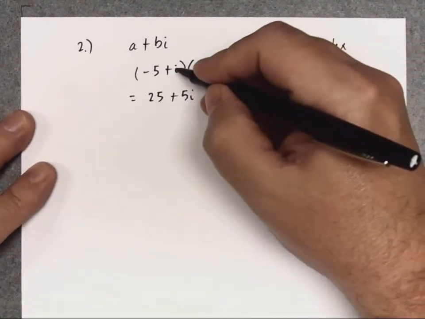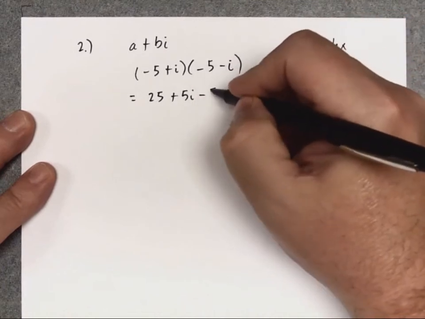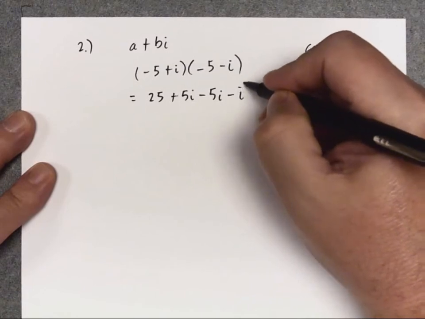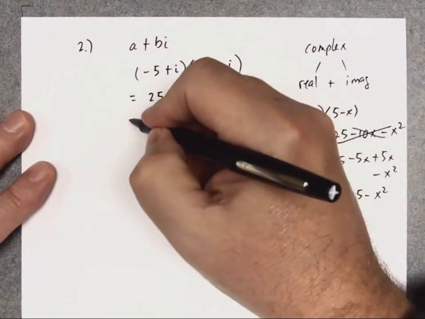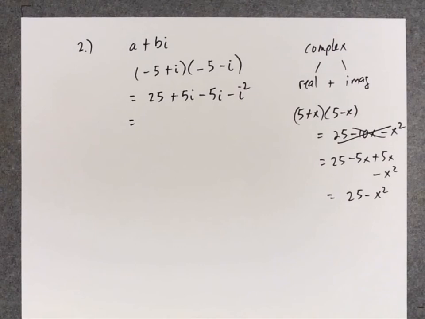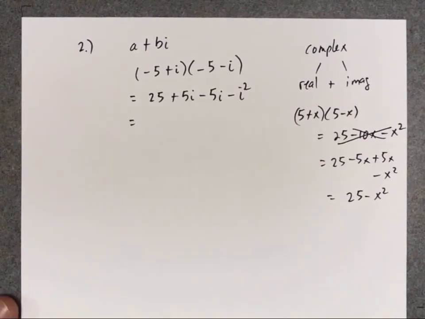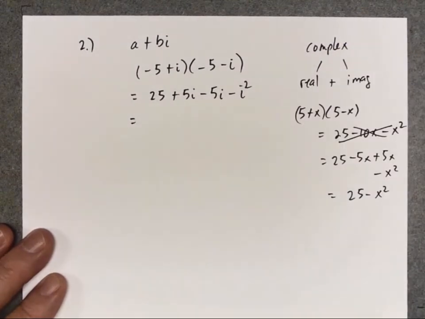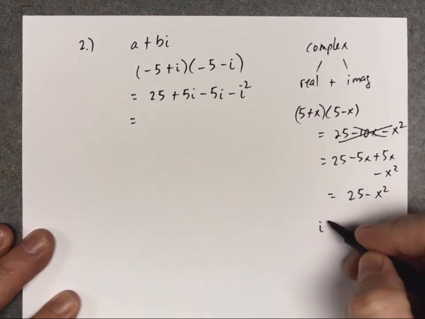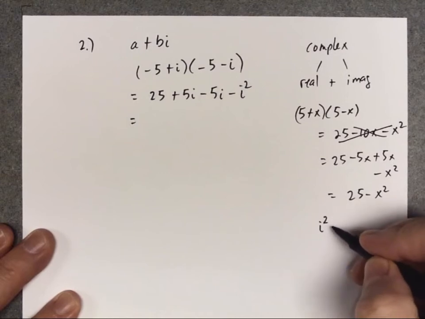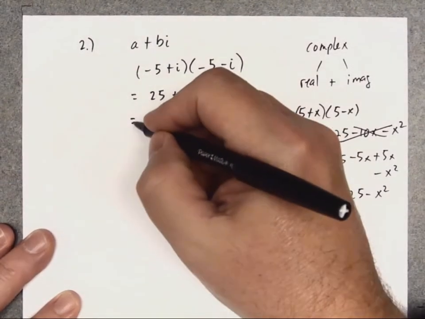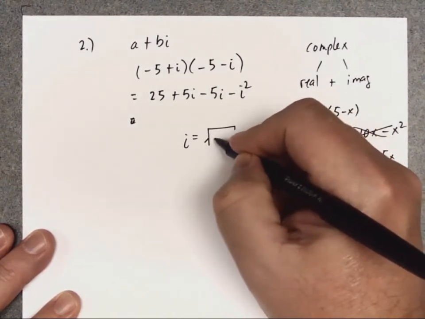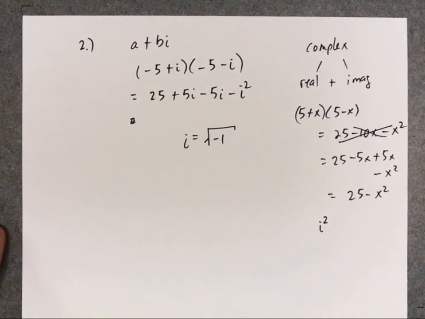So let's complete this. So now i times -5 is -5i. i times -i is -i squared. Now at this point, we have to realize that i is really not a variable. And the main thing is we have to realize whenever you have an i squared, you have to remember that i squared, let's talk about complex numbers for a minute. Complex numbers, the whole idea of i equals the square root of -1.